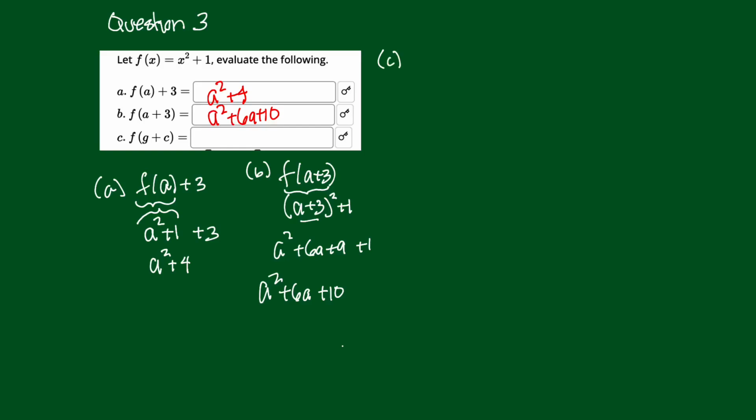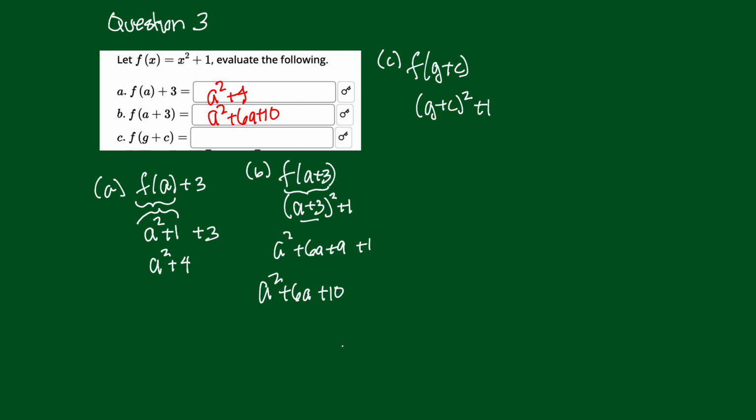And now in part C, we're going to compute f of g plus c. So locate the f function. That's the only one we have still. And I'm going to replace that x with our new input, g plus c. So replace all the x's with g plus c. So I'm going to get g plus c, squared, and then plus 1. I get g plus c squared plus 1.